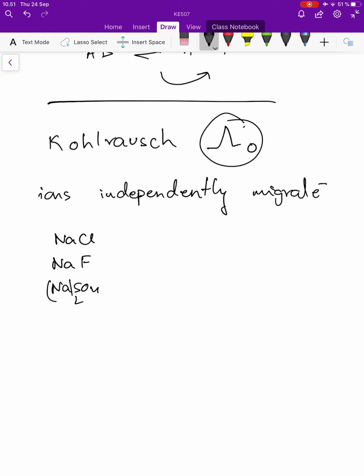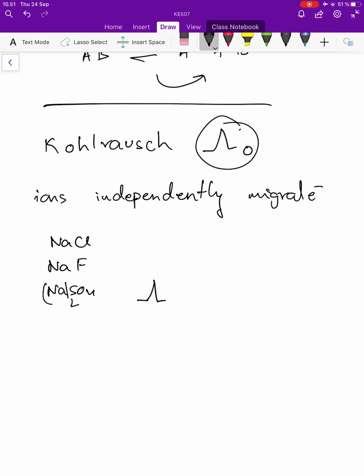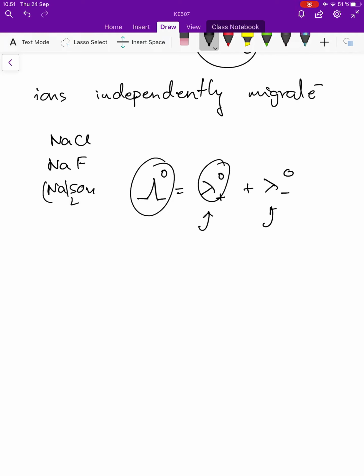Therefore, each ion makes its own contribution to the molar conductivity. So the total conductivity of the electrolyte is given by the molar conductivity of the cation plus the molar conductivity of the anion. In order to calculate these, one needs at least one of these two values and the overall conductivity. Now it turns out that the individual conductivities of ions are proportional to their speeds. And this is quite obvious. The faster the ion moves, the more it will conduct, the faster it will reach the electrode.